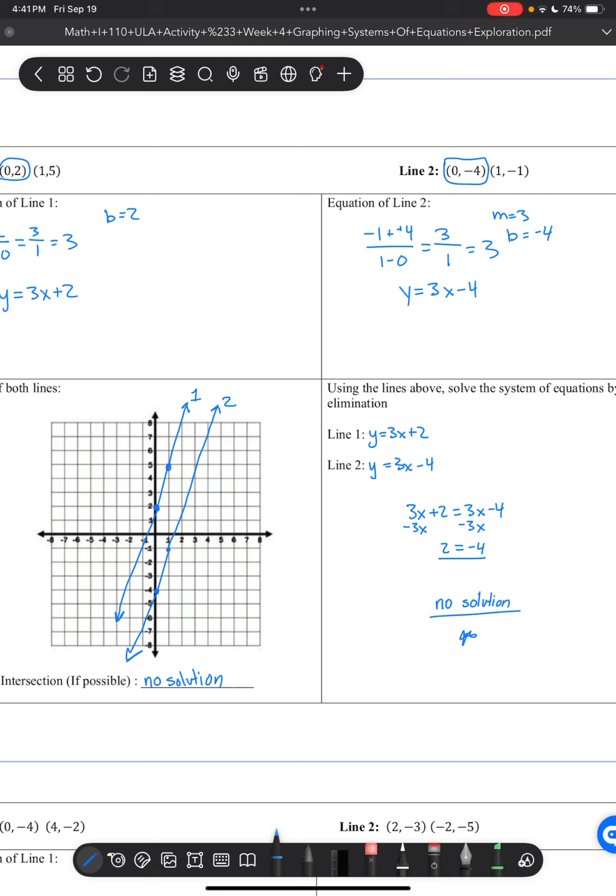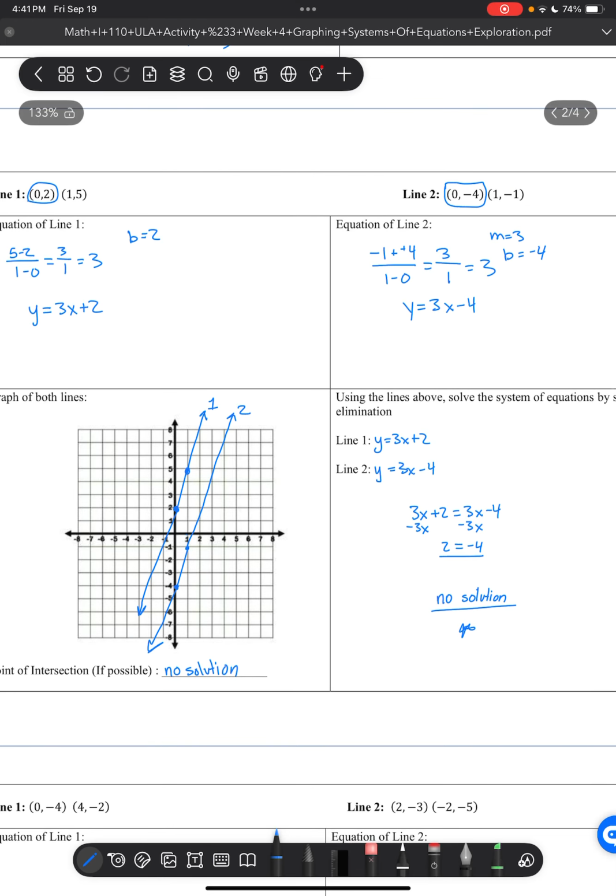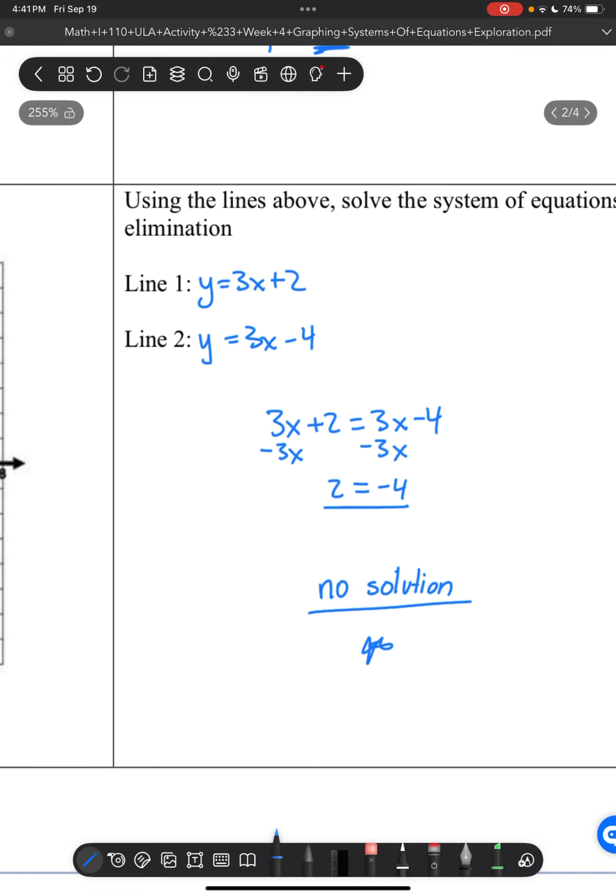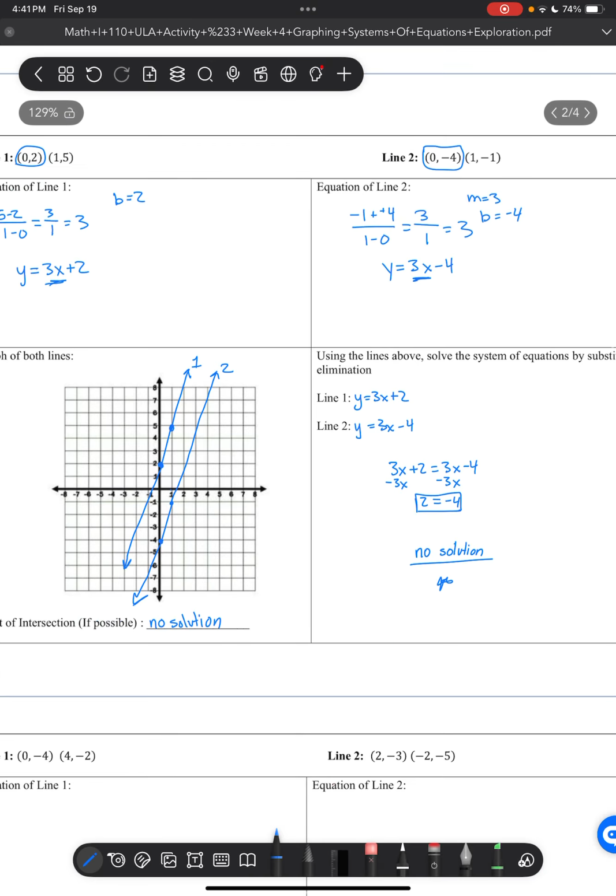And we can see why they're not going to intersect, right? Because they're parallel. Because they have the same slope, this 3x. If they have the same slope, they're not going to intersect. So that's something you want to notice. If it's easy enough for you to catch on, oh, same slope, parallel, that's great. If not, we can always solve. And once you see that you can eliminate your x's, that's your no solution. That means they are parallel.